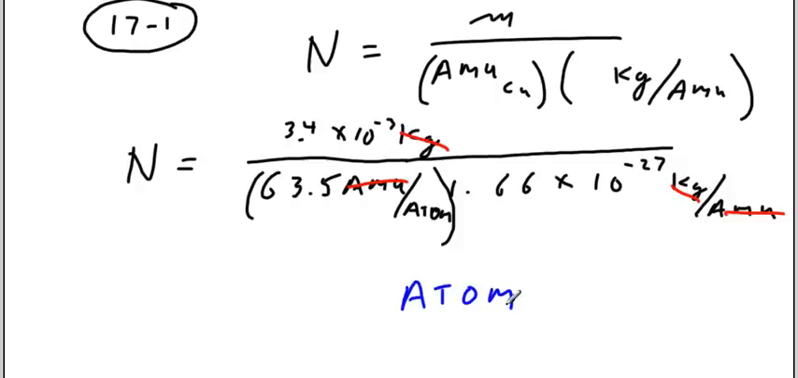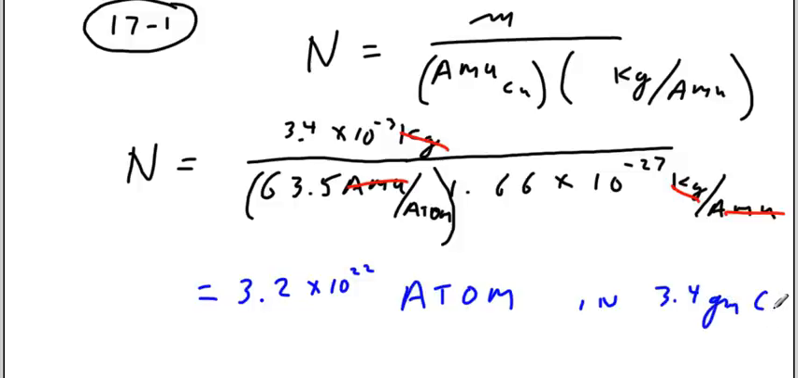So I put that on my calculator. And I note that I only have 2 significant digits in my problem, so I'm only going to keep 2 significant digits in my answer, and I'm going to go with 3.2 times 10 to the 22 atoms in 3.4 grams of copper. Okay, so that would be problem number 2.